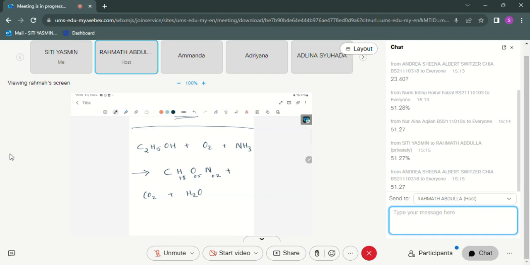Okay. So far clear how we design this equation, all of you? Any doubts? Because it's given that to grow this organism, ethanol and ammonia are used. So this is the ethanol, and then this is the ammonia, and then oxygen. Okay, can we proceed to the next step?